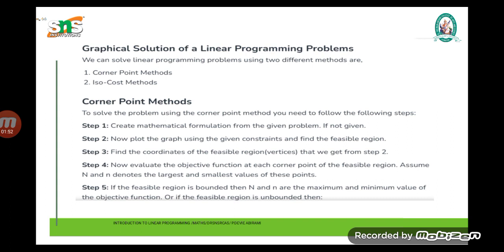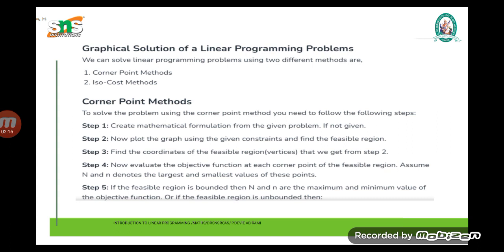Graphical solution of a linear programming problem. We can solve a linear programming problem using two different methods. They are the corner points method and the isocost method. In this video, I have posted for the corner point method, and in my upcoming video, I will post for the isocost method. For corner points, we have an algorithm.